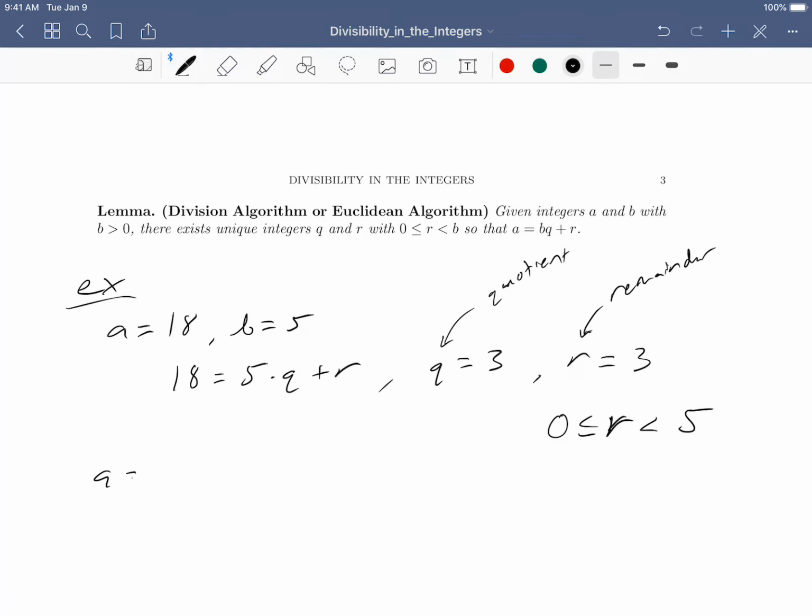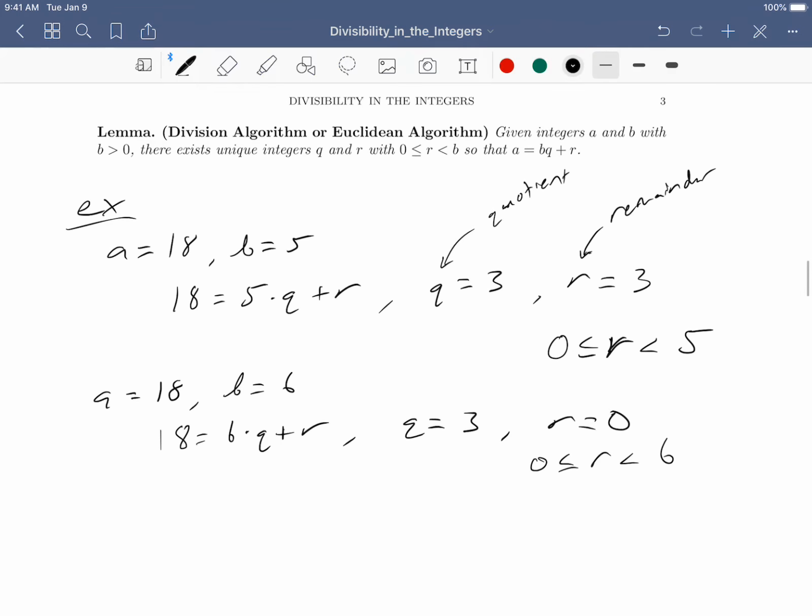All right, let's do one more with maybe 18 and 6 for b. So this time, 18 is 6 times q plus r. Our q is going to be 3 and r is going to be 0. And notice that that r is between 0 and 6 as desired.